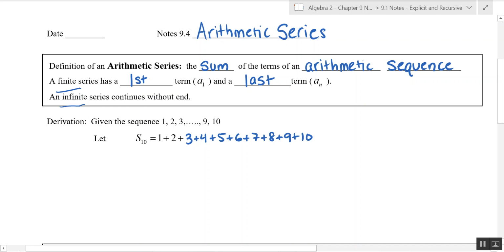And then we're going to use the first term and the last term today. We need to know both of those, but that's the notation. A sub 1 means the first term, and A sub n means the last term.